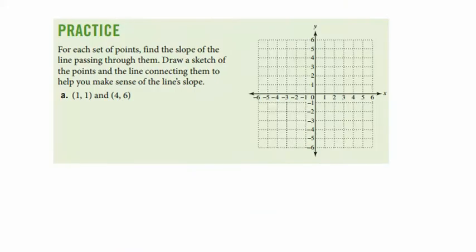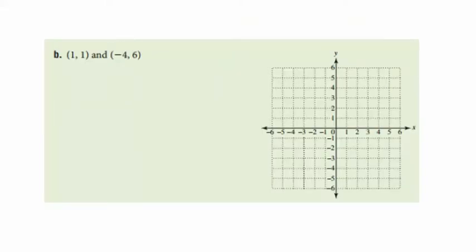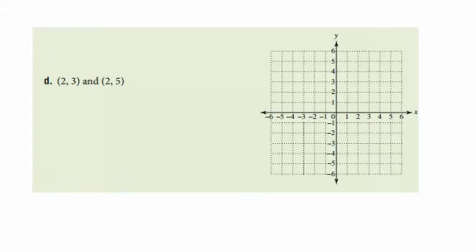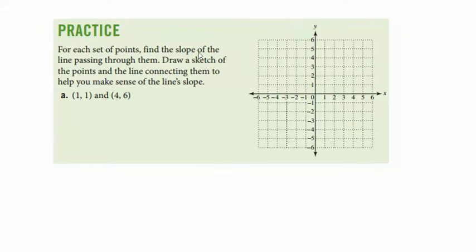Okay, so let's try this one. This is on the bottom of page 223, and then it goes to page 224, these three examples here, so there's 4 total examples. For each set of points, find the slope of the line passing through them, draw a sketch of the points and the line connecting them to help you make sense of the slope. So actually, let's do A together so I can show you what I want you to do for B, C, and D.